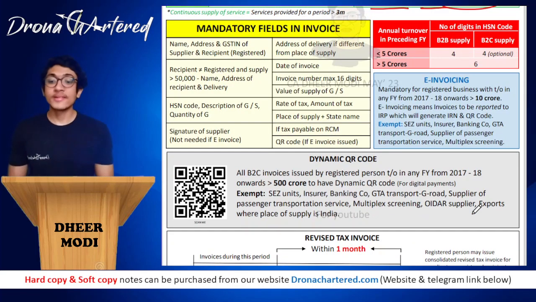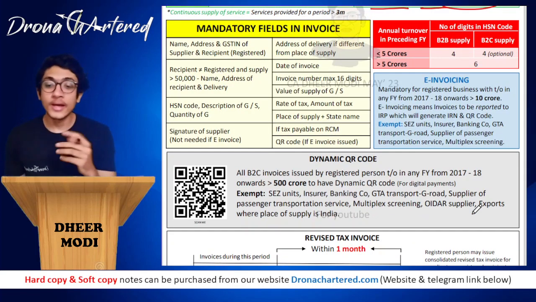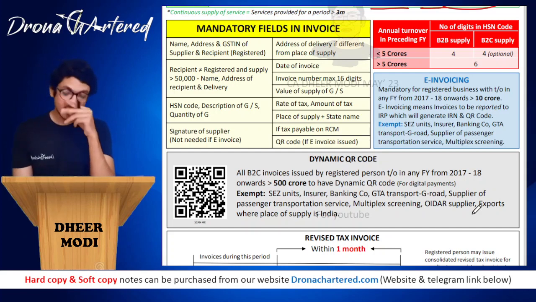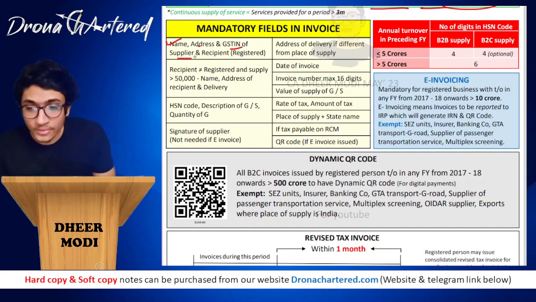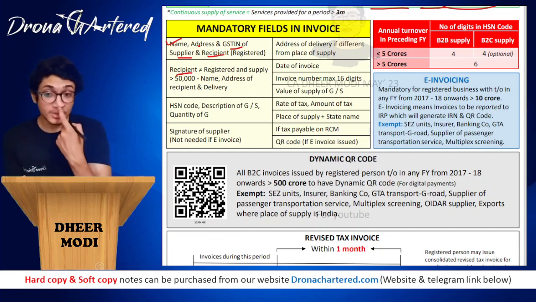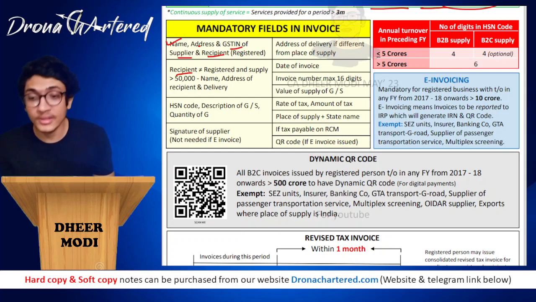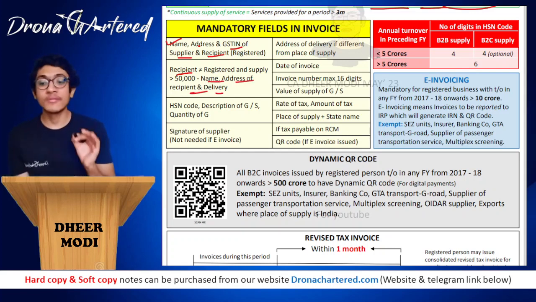Great. So now next is mandatory fields in invoice. What are the items that you definitely have to put in the invoice? So first is, of course, not very important. This you can skip. So there is name, address, GSTIN of supplier, and if the recipient is registered. If the recipient is not registered and the value of supply is more than 50,000, then the name, address of recipient and delivery, all of this needs to be there.